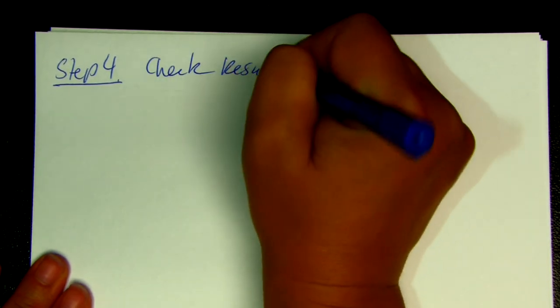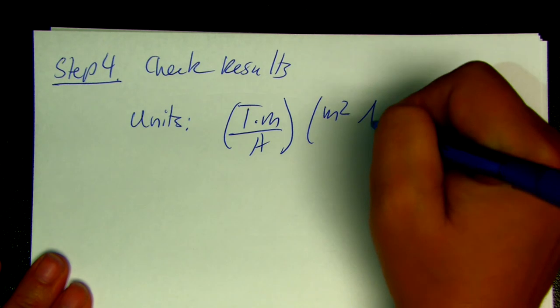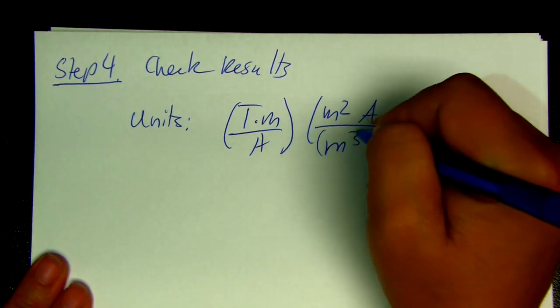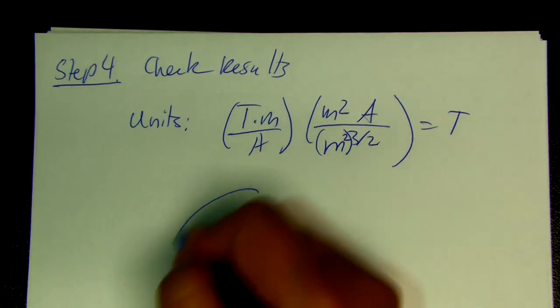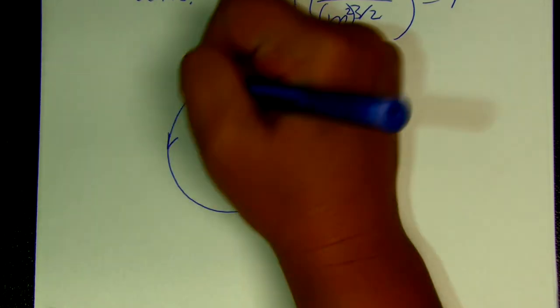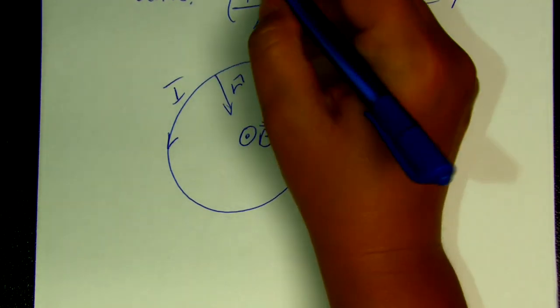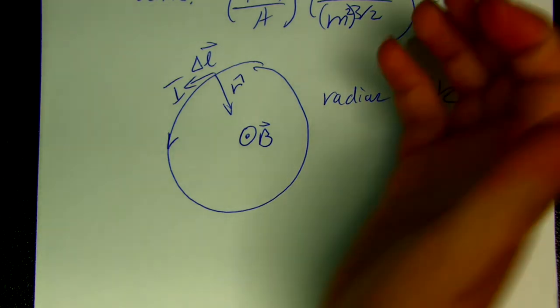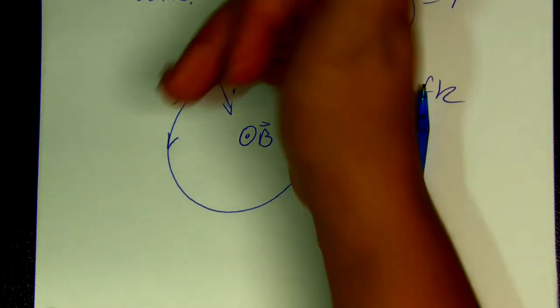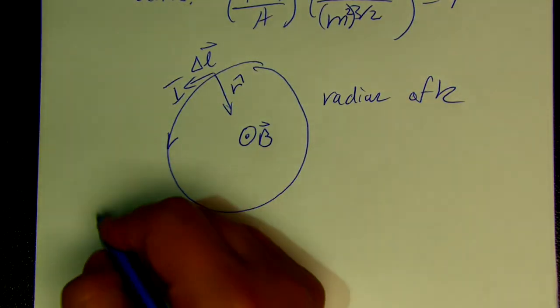So step 4, check results. The units, Tesla meters over amps times meters squared amps over meters squared to the 3/2 is equal to Tesla. And if we draw this, what we would see, if you've got a current carrying wire, you've got your B field in this case coming out. R hat points in towards the center. Delta L goes out around, radius of R. And we can see, once again, a right-hand rule here as well. You go in the direction of current for this current carrying loop, and your thumb will point in the direction of the magnetic field.